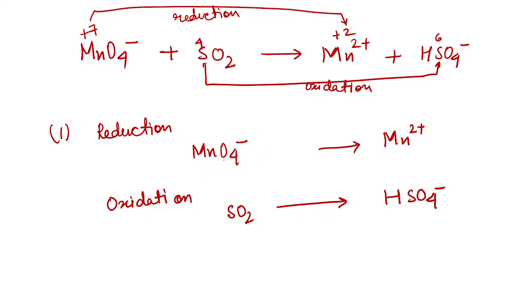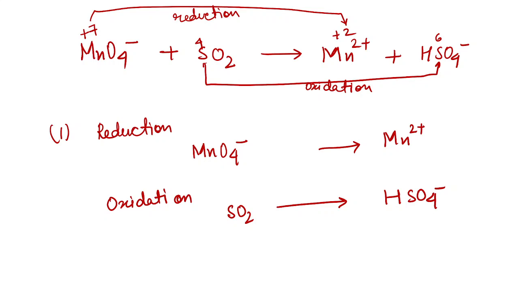Now the second step says that we have to balance all other atoms except hydrogen and oxygen. Let's see here. Manganese 1, manganese 1. We are not concentrating on oxygen at this time. Sulfur 1, sulfur 1. So everything is balanced, and we need not do anything here.